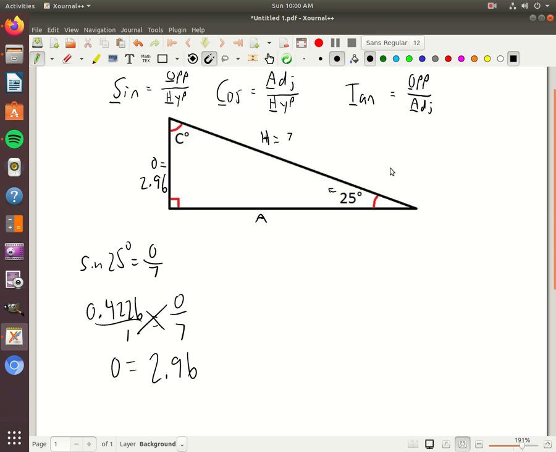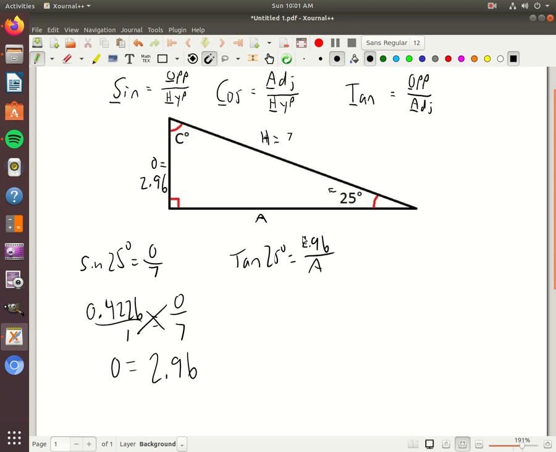I think most of you who understand this realize that the cosine would be easier because the A would be on top. That's why I'm going to choose the tangent, because I want to show you what happens when the variable's on the bottom. It's not a big deal. You can still use it. So I'm going to use the tangent of 25 degrees is going to be equal to O, which is now 2.96, over A, which I don't know what that is.